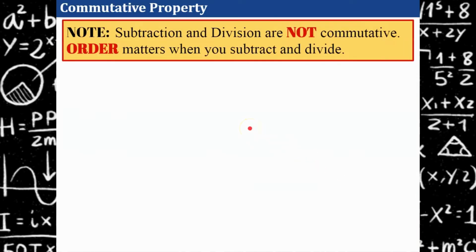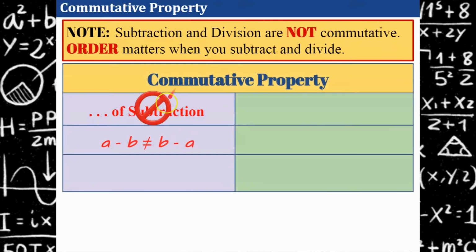So let's take a minute and look at this special note about subtraction and division. I'd like to prove to you with numbers why these do not work. There is no such thing as the commutative property of subtraction. I'm showing you this simply so that you can understand and visually see it does not exist. If it existed, it would state that A subtract B would be equivalent to B subtract A. But we know this is not true.